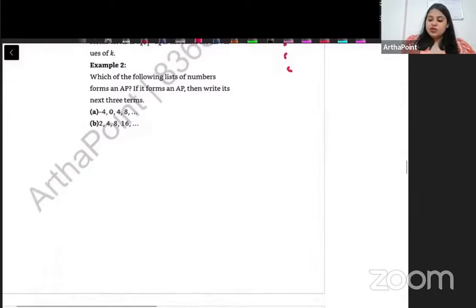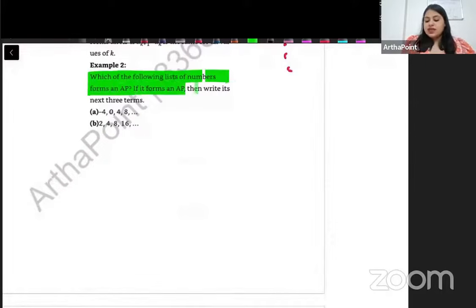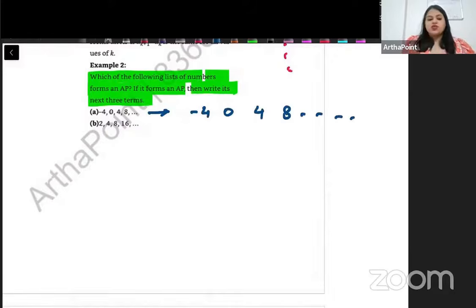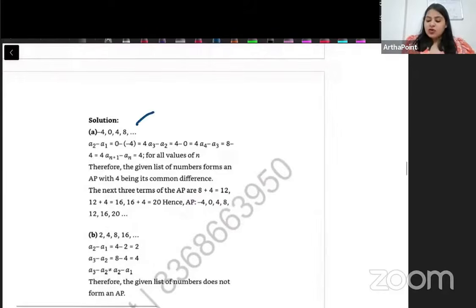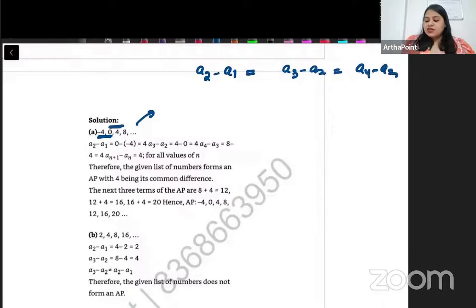Okay. Let us read the question. Which of the following list of numbers form an AP? If it forms an AP, then write its next three numbers. So the first is given to you as -4, 0, 4, 8, and so on. We can see that this is an AP, but we can also verify. How do you verify this? If A2 minus A1, the difference between these two, is equal to A3 minus A2, is equal to A4 minus A3, that means that they are in AP.